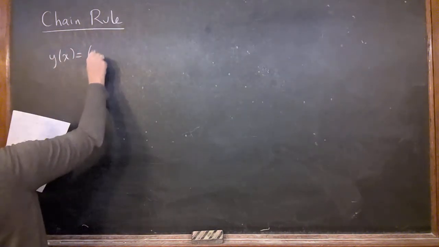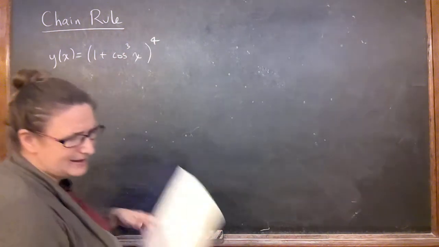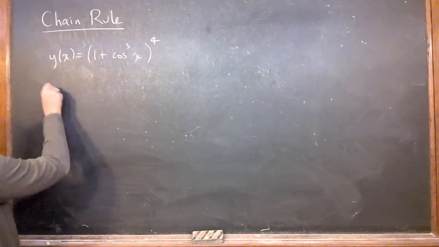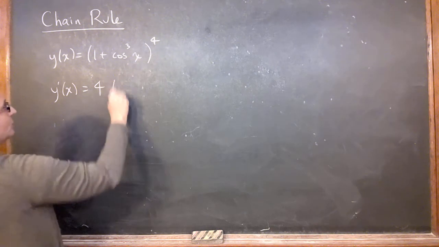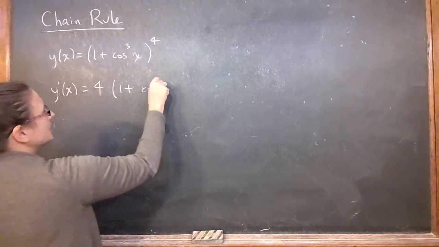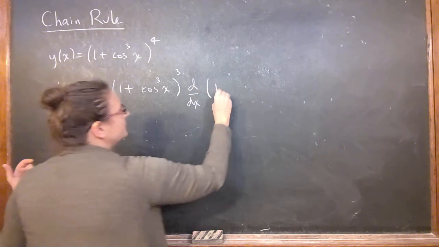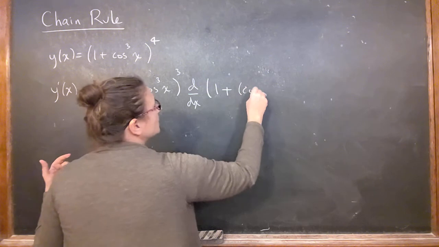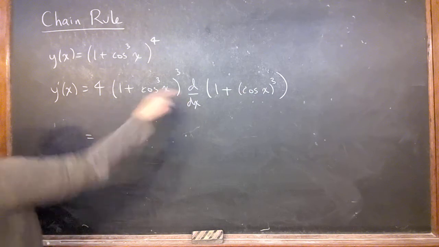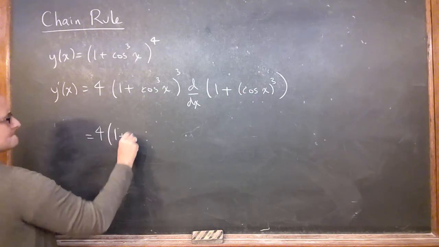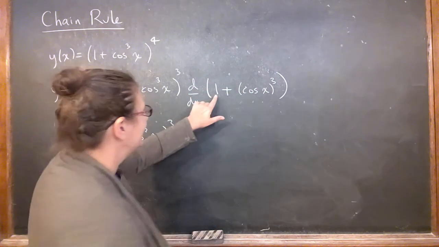So let's do this one, 1 plus cosine cubed of x, to the 4. Okay, so this one is actually now maybe not as bad. Maybe I should have started with this one. Sorry, guys. So the outside function is the x to the 4th, so I have this 1 plus cosine cubed x to the 3rd, and then I'm taking the derivative of 1 plus cosine cubed x. What's cosine cubed x? It's cosine x quantity cubed, right? So when I take the derivative here, the derivative of 1 is just 0.